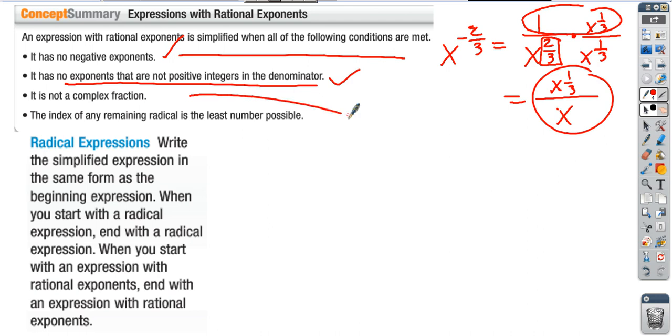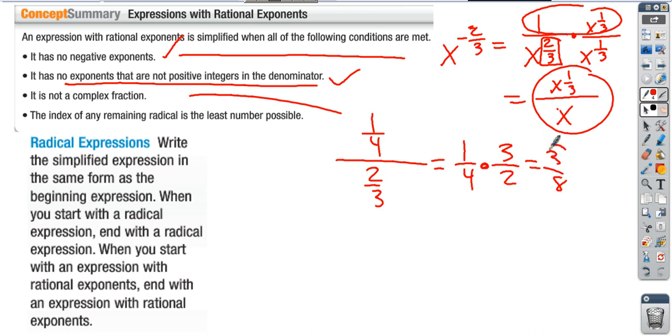Not a complex fraction, so for example, this right here, that's a complex fraction. It's a combination of fractions. That's not simplified. The way you would simplify it is you copy the top, make a dot for multiplication, and then flip the bottom. Dividing by 2/3 is the same as multiplying by the reciprocal. That's now not a complex fraction, it's a regular fraction.